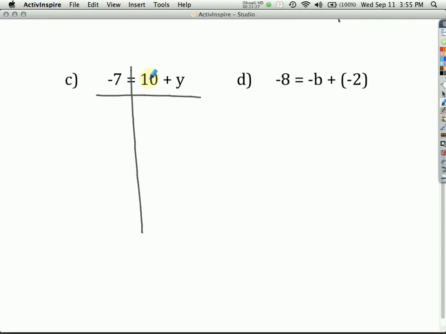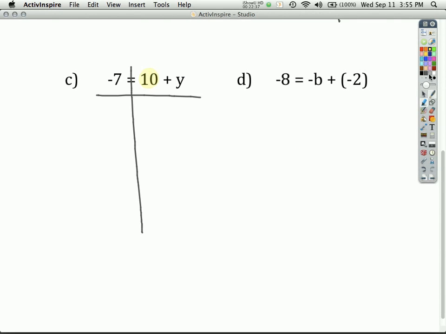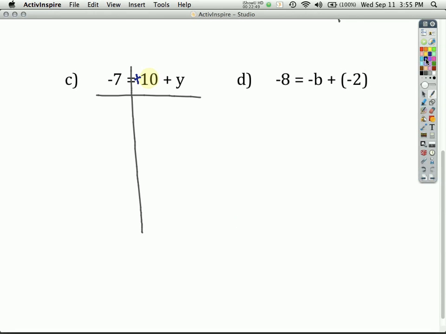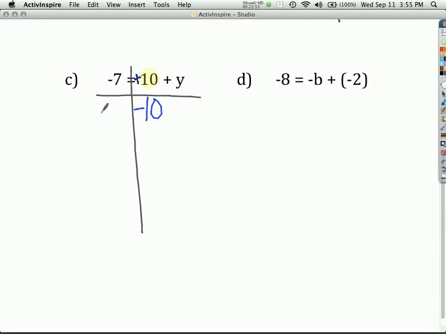Because this plus sign actually goes with the y. So really, you have to understand that this is plus 10 because there's really a plus sign here. So what's the inverse of plus 10? What's the inverse? Fung? Minus 10. Very good. So we're going to subtract 10 from both sides.